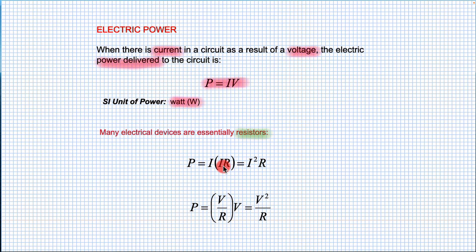Now we also know that V can be equivalent to IR from Ohm's law. So that gives us the power is equal to I squared times R. Alternatively, instead of substituting for V, we can substitute for I, and I equals V on R, so we can put in V on R times V, which gives us power equals V squared on R. So these are the equations that we can use to quantify certain current, power and voltage measures and then convert them to energy in a circuit.